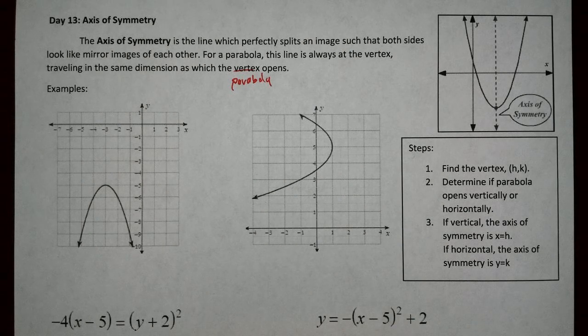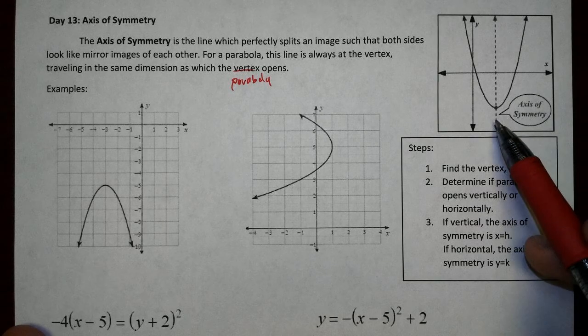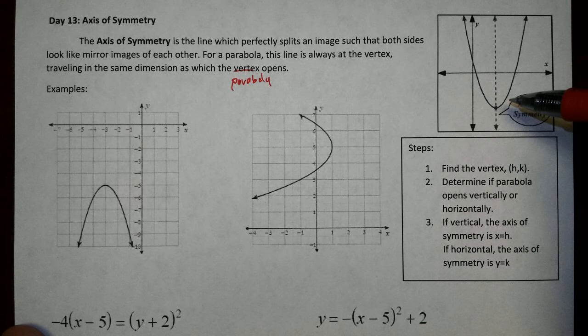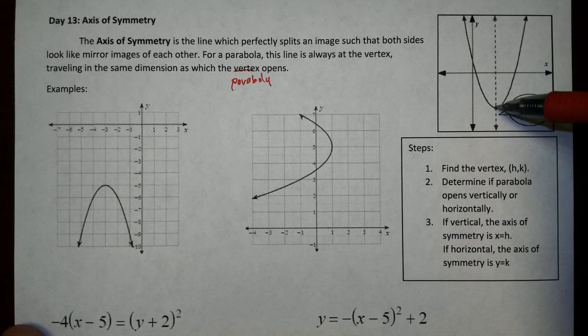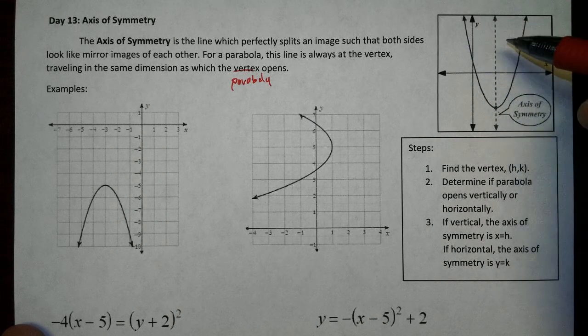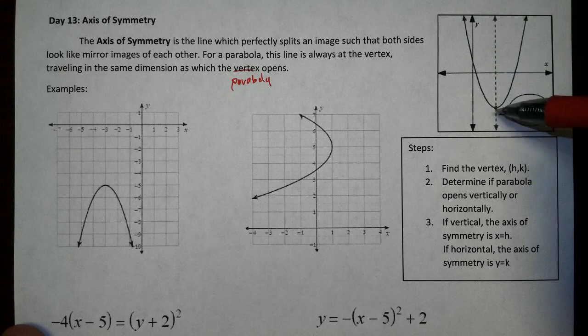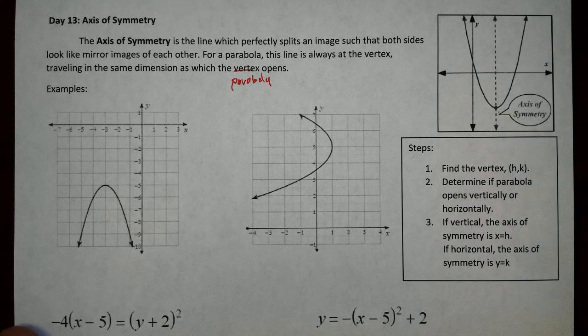Our topic for today is going to be the axis of symmetry, and the axis of symmetry is a line which perfectly splits an image such that both sides look like mirror images of each other. We have an example of what that looks like over here, and notice this is an axis of symmetry because when we draw this line, it splits our image so that our right side is a perfect reflection of our left side. Right? It looks like this side is reflected in a mirror across this line over here.